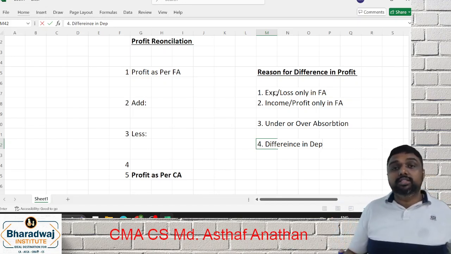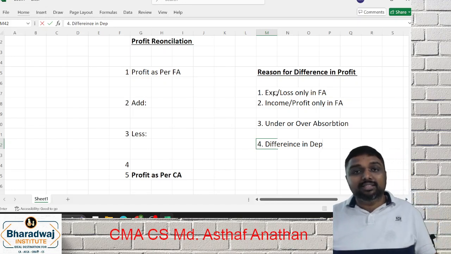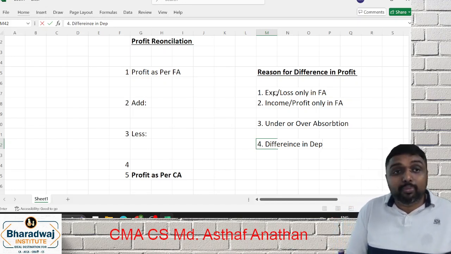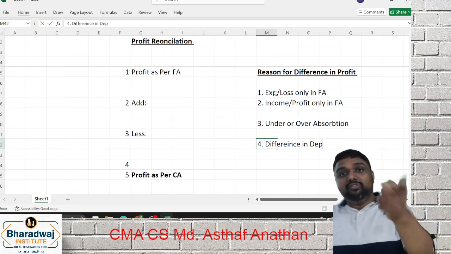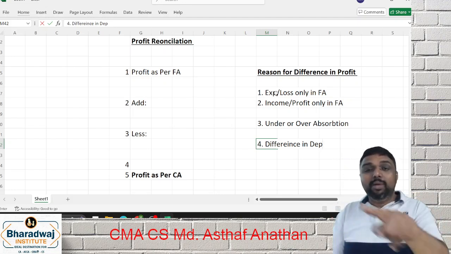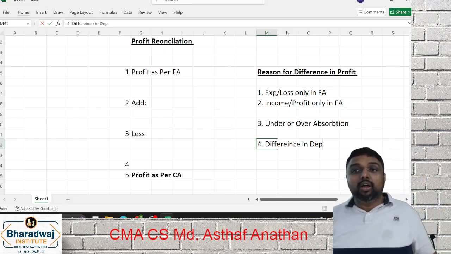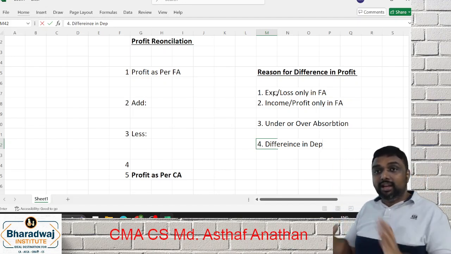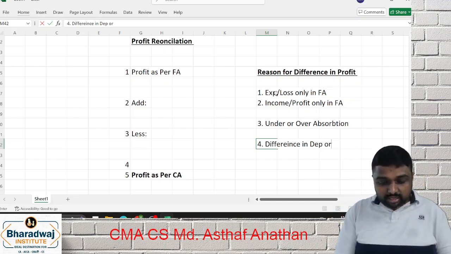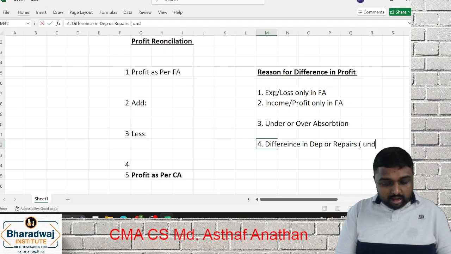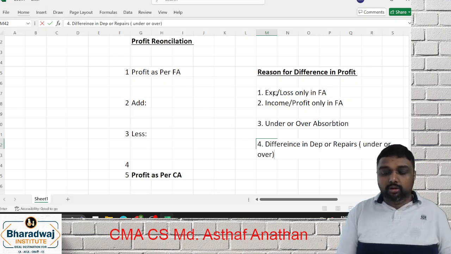In accounts, you will consider the full amount, whereas the repair expense in costing, you will amortize over the useful period. So in costing, if a 5-year useful period is there, only 1/5 you will charge in your costing, but the full amount you will charge in your accounts. So this is what I like to write, just a line called difference in depreciation or repairs. This is also just like under or over absorption treatment only.